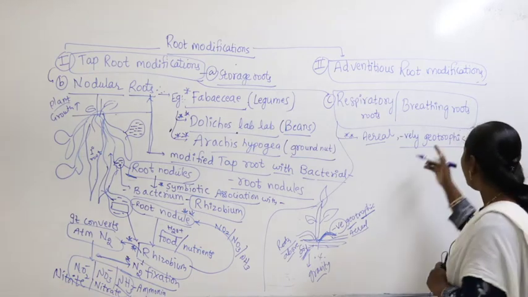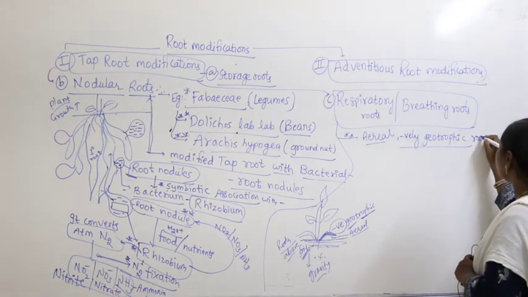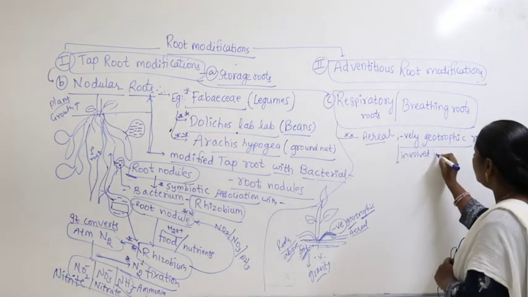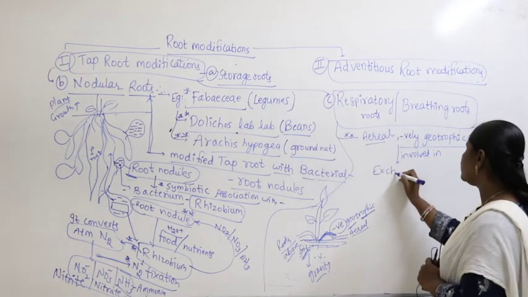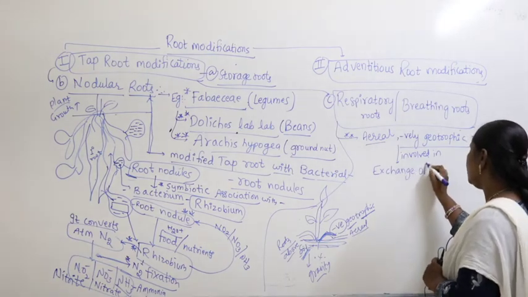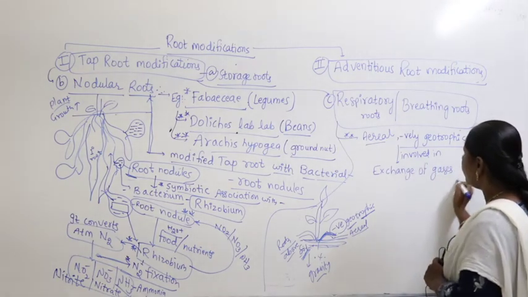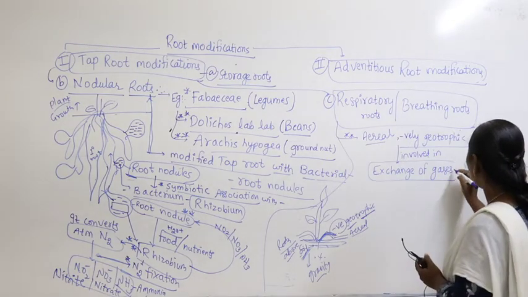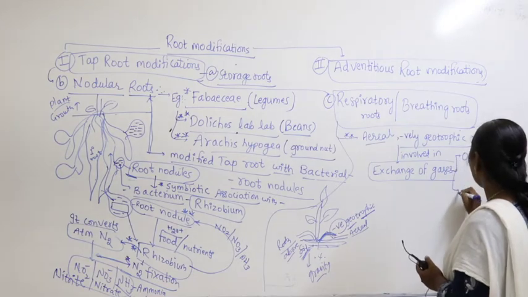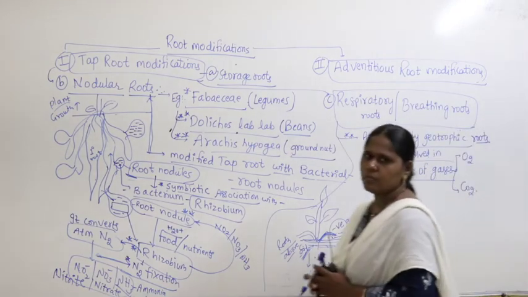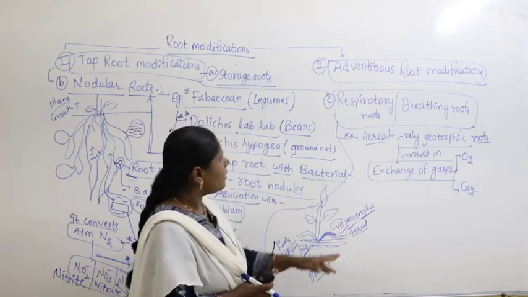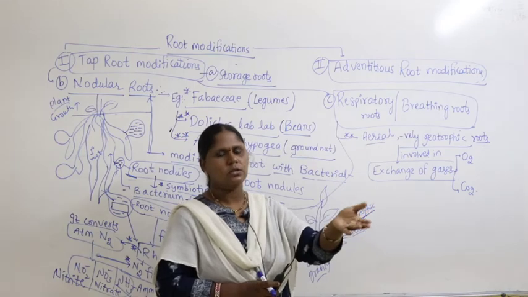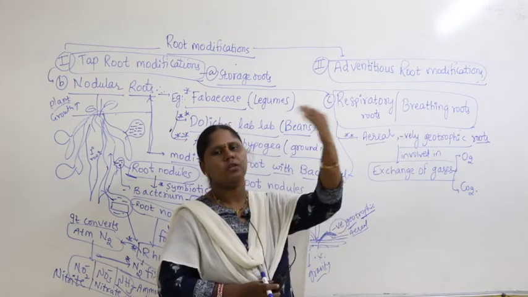And these negatively geotrophic roots are involved in exchange of gases. Which gases will get exchanged here? You know it very well, they are nothing but oxygen and carbon dioxide. Right guys, that is why they are called so, whenever something is involved in exchange of oxygen and carbon dioxide. Taking carbon dioxide, releasing oxygen.